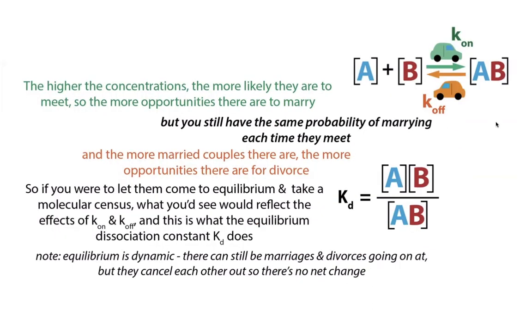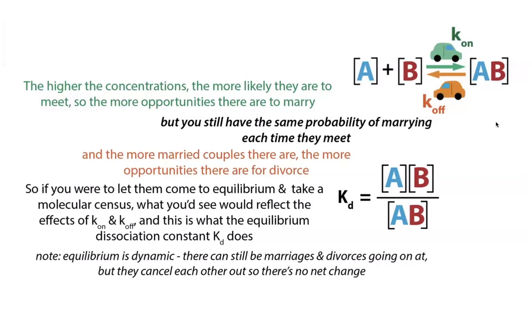So let's think about a couple scenarios. What if you had higher concentrations? Well, at higher concentrations, you're more likely to meet, so there are more opportunities to get married. But you still have the same probability of marrying each time you meet. Basically, the amount that you're attracted to them at first sight is not going to change depending on how many of them you see. You're just going to have more opportunities to see them.